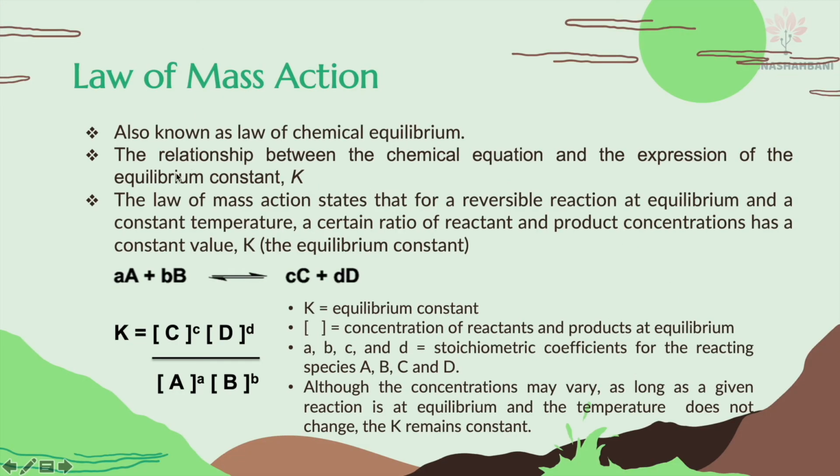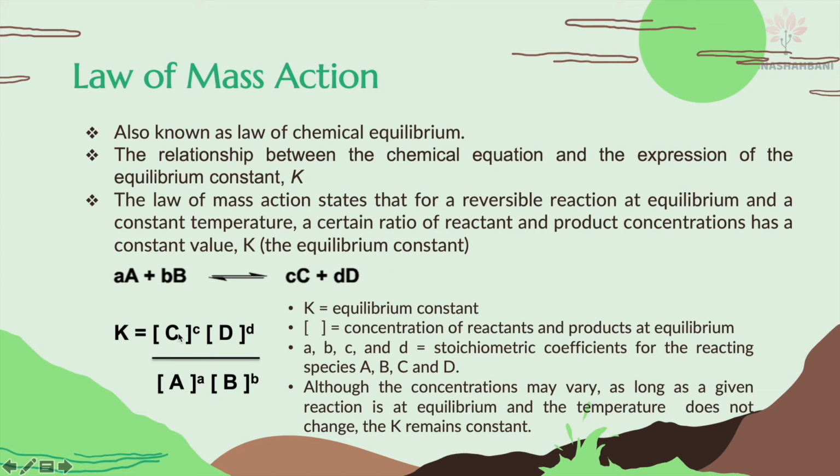Law of mass action, also known as the law of chemical equilibrium. The relationship between the chemical equation and the expression of the equilibrium constant. The law of mass action states that for a reversible reaction at equilibrium and a constant temperature, a certain ratio of reactant and product concentrations has a constant value of K. K is the equilibrium constant. So the law of mass action relates K with the concentration of product and reactant.